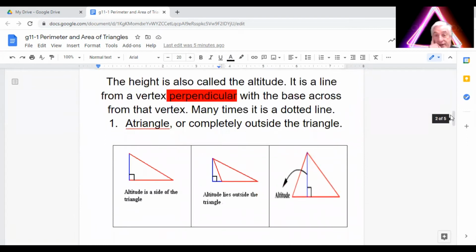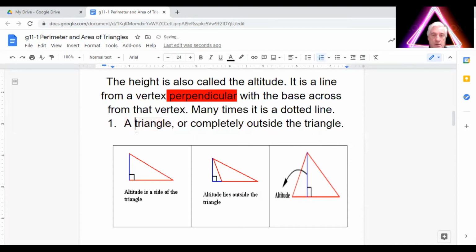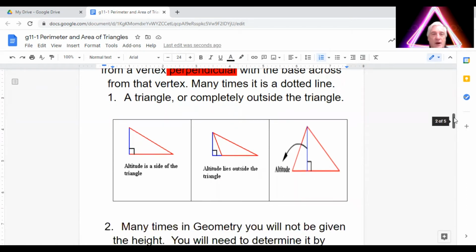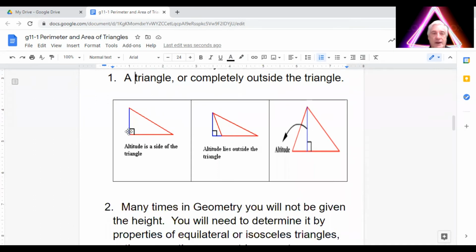The height is also called the altitude in some books. It is the line from the vertex that's perpendicular with the base across from that vertex. Many times in your books, it'll be expressed as a dotted line. It could be inside or outside the triangle or right down the side of the triangle. This is a right angle. So this is the altitude in blue. The base is down here at the bottom in red.